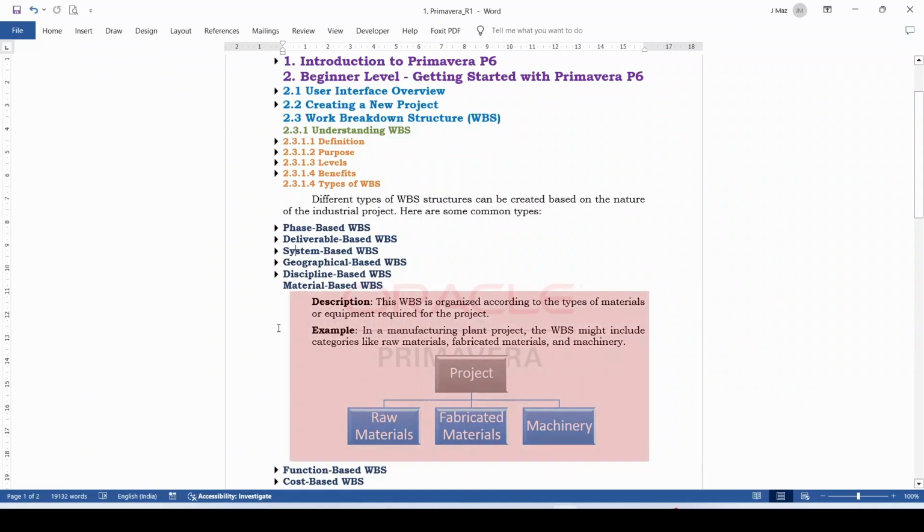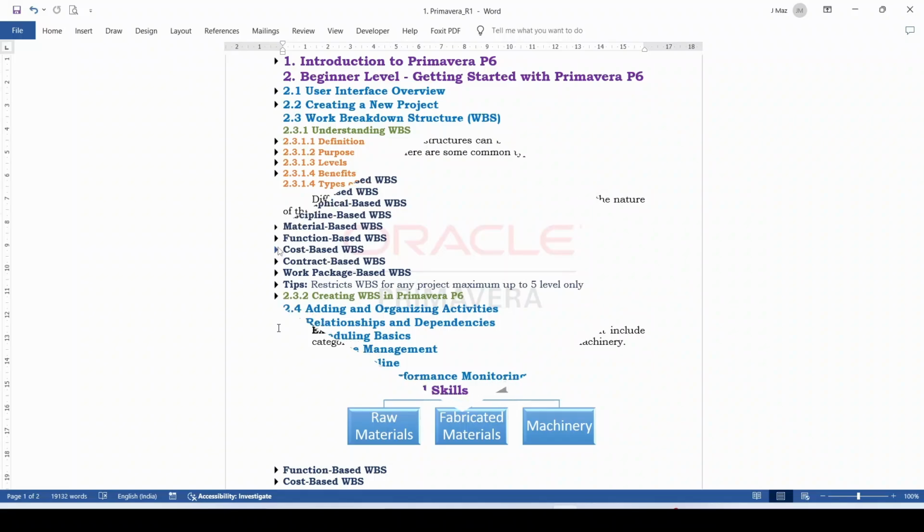Sixth one is material based WBS. This WBS is organized according to the type of material or equipment required for a project. For example, in a manufacturing plant project, the WBS might include categories like raw material, fabrication material, machineries, etc. From the pictorial diagram, you can understand it.